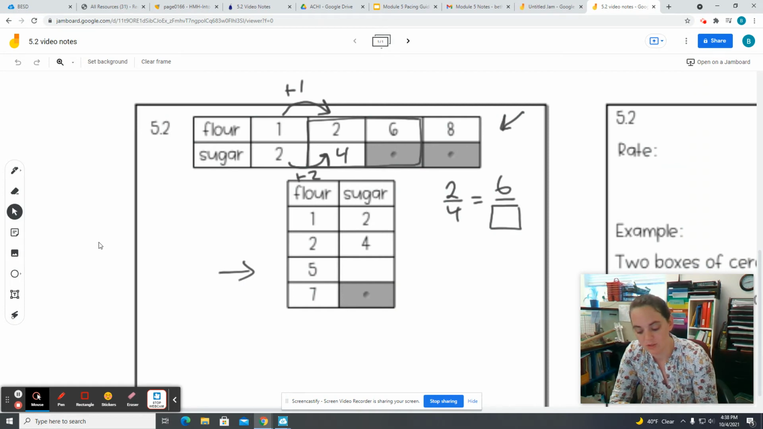So then what we did to the 2 is we times 3. So now we also have to times 3. And 4 times 3 is 12. So here it's going to be 12.